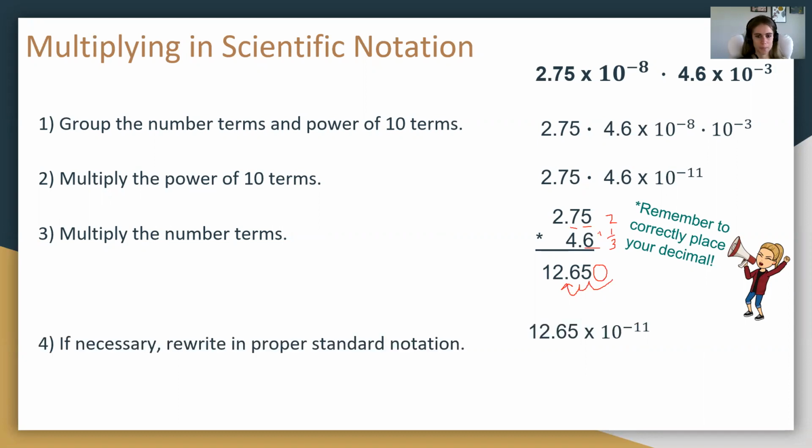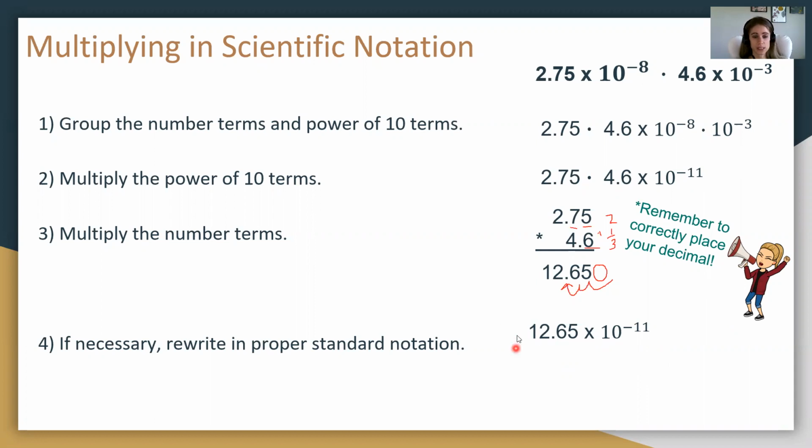There we go. All right, so all we have done here is we've now combined the two. We simplified our number terms and got 12 65/100. In step 2, we simplified our power of 10 terms and we got 10 to the -11th. So we've rewritten it. Now, sometimes you can be done. Other times, we maybe need to rewrite it into proper scientific notation.